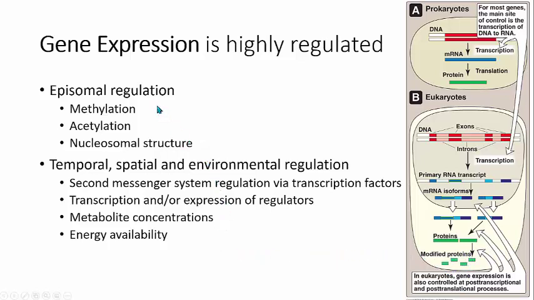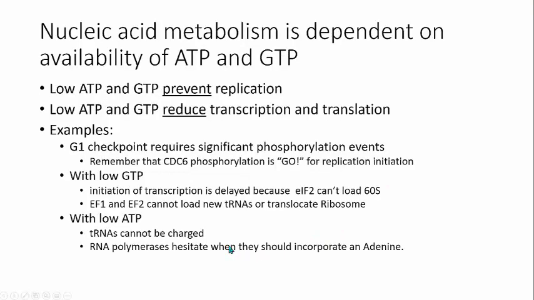We can do it by a variety of ways: by episomal structure changes, as well as second messenger changes, splicing changes, all sorts of ways in which we change how much and which forms of each protein we get out. The most important part of this lecture is how do we regulate these processes in all three: replication, transcription, translation.